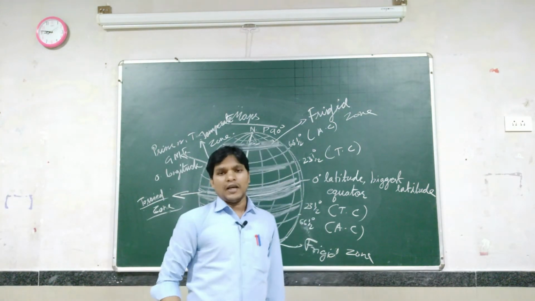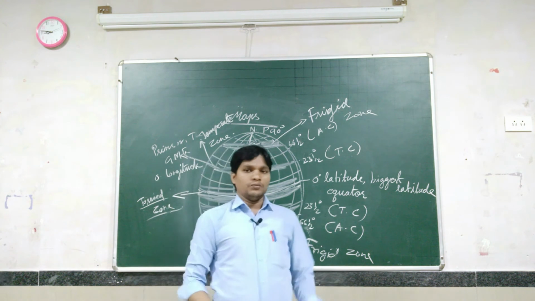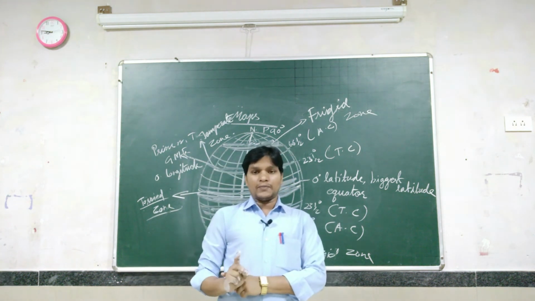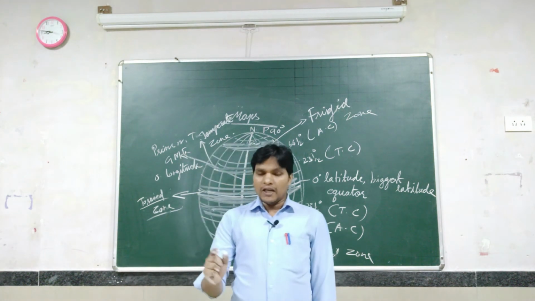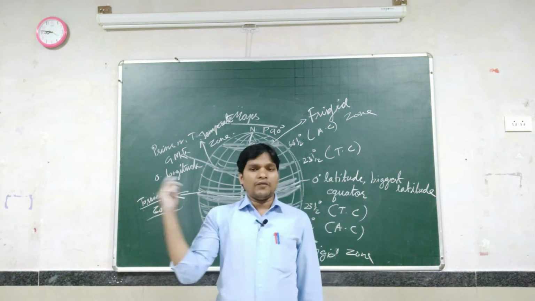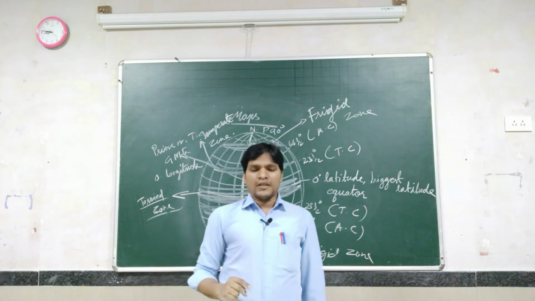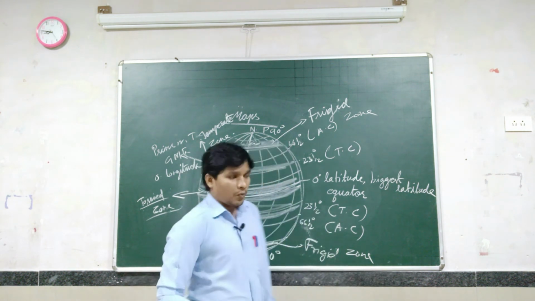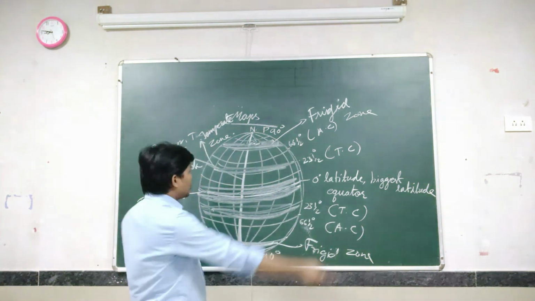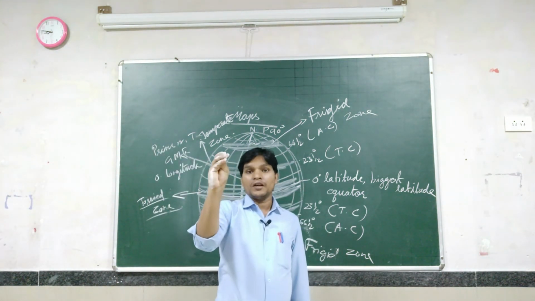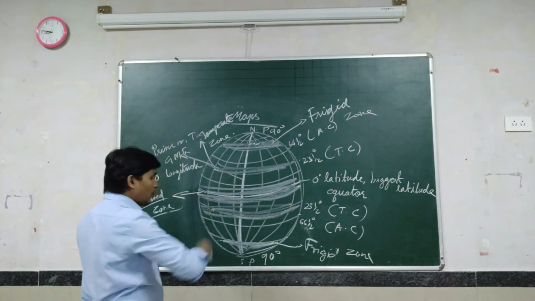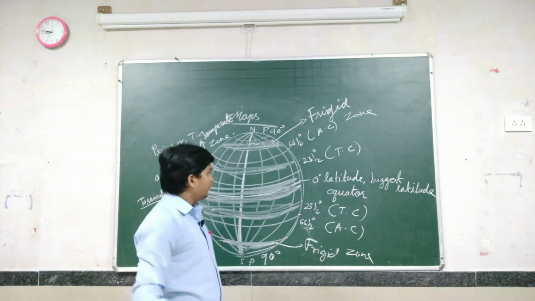So in this way the world has been totally divided into 3 zones. It starts from the middle part. First one is the torrid zone, then the temperate zone, then the freeze zone. So all these things you have to keep in your mind properly and clearly. Only 5 points will come to you, so keep all these things in mind properly so that you can understand better.